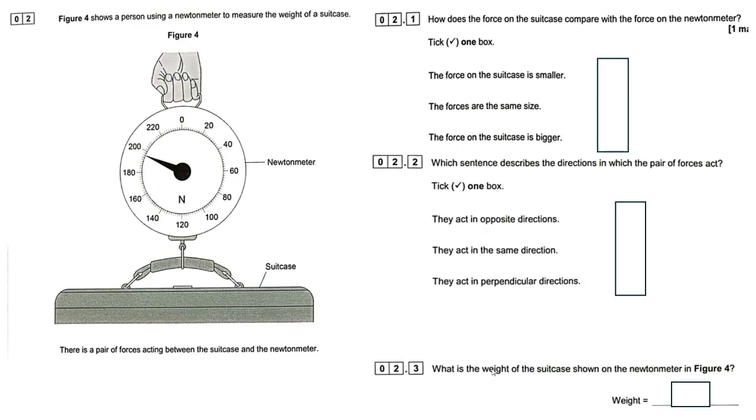Question 2 shows a person using a Newton meter to measure the weight of the suitcase. So remember, the weight is a force. Okay, it changes depending on gravity, and it depends on the mass, but the mass stays constant. How does the force on the suitcase compare with the force on the Newton meter? So the Newton meter is pulling the suitcase upwards, and the suitcase is pulling the Newton meter downwards. Okay, so they work in opposite directions, but they have the exact same size.